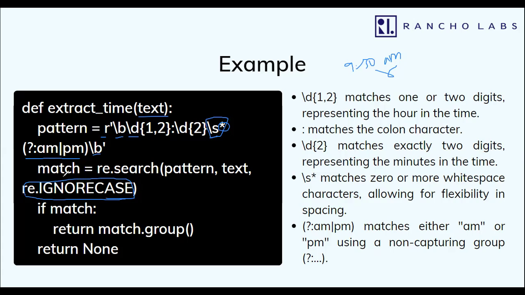So in the match, we will be getting that particular part of the string that is matching the time format. If match has something, that particular part of the string will be returned. If match has nothing, nothing will be returned. Did you get it, guys? How we are extracting the time?